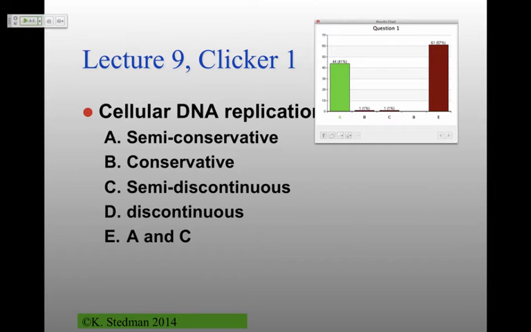Have to quickly select this. Are people not clear on why it's semi-discontinuous? So I'm hoping that would be obvious.